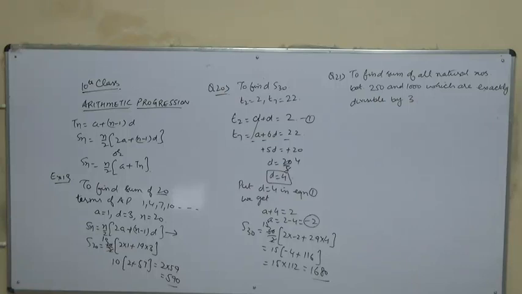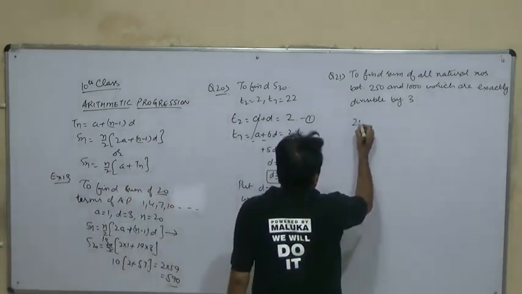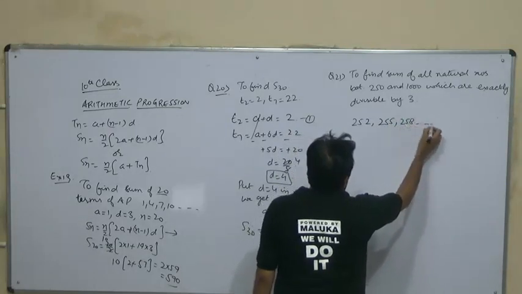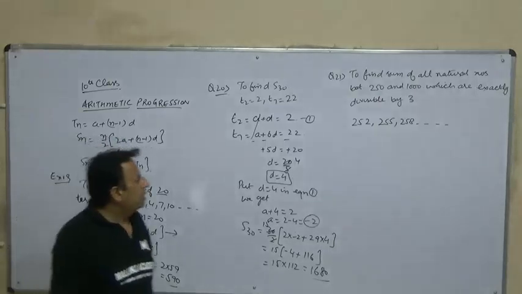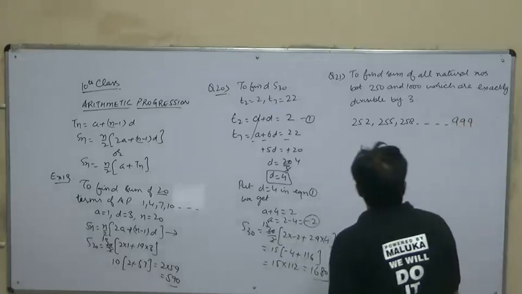So what are these numbers? We want to find the sum of those numbers. First we will form the sequence, then we move to the sum. First we need to find the very first number after 250 which is divisible by 3. It will be 252, then 255, 258, and what will be the number before 1000? It will be 999, which is divisible by 3.